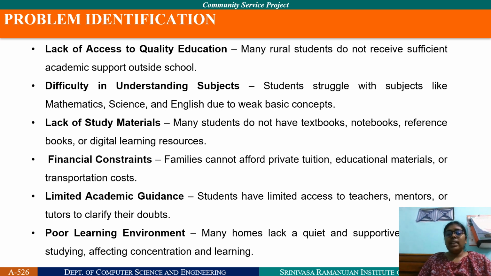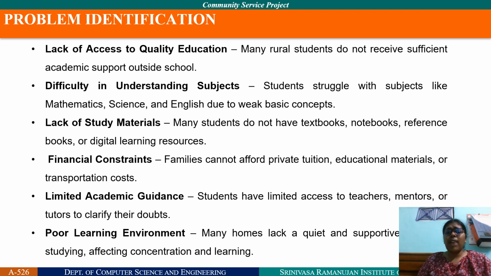And difficulty understanding subjects means the students struggle with subjects like mathematics, science, and English due to weak basic concepts. So we can give free tuition programs on mathematics, science, and English. They can learn more things about it. And lack of study materials means many of the students do not have textbooks, notebooks, reference books, or digital learning resources. By providing such materials, the students can learn easily.